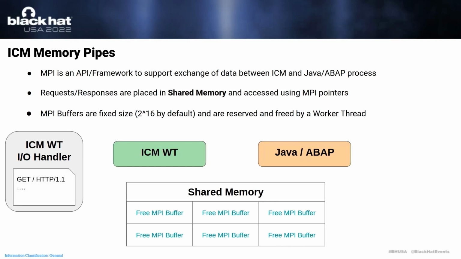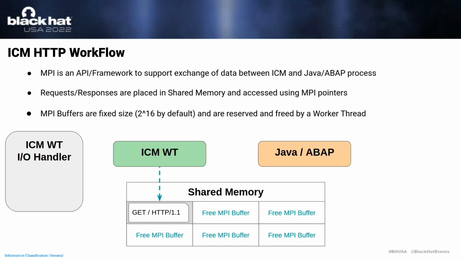First, a request will arrive at the input-output handler of the worker thread, which is just a TCP socket with an internal buffer for all data that arrives from the TCP connection. When the worker thread in the ICM is ready to handle the request, it will read from this input-output handler. It will reserve an MPI buffer in the shared memory using the MPI handler, and it will store the request there. Now, it will try to resolve it.